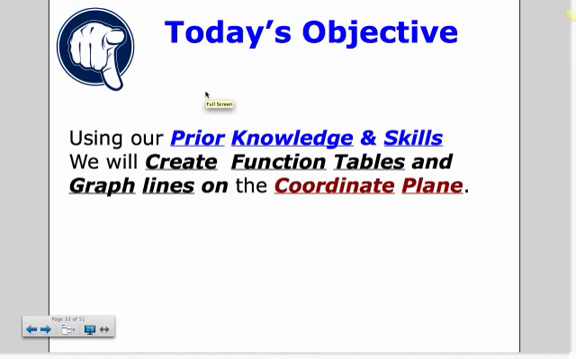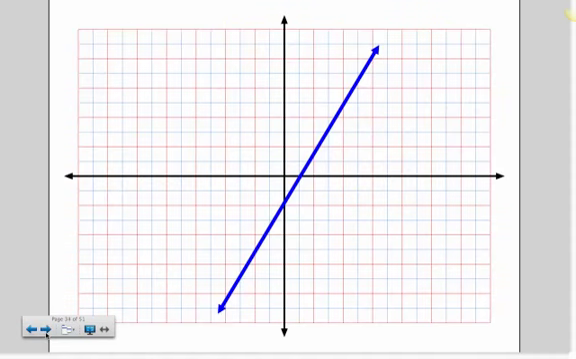Mr. Besh. Today what I'm going to do is show you how you create lines using function tables on the coordinate plane. Now, first you have the geometry. The line on your coordinate plane is the geometry part. Now, every line can be matched to an equation of a line, and that's the algebra.